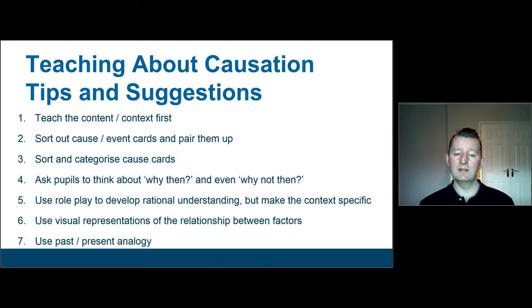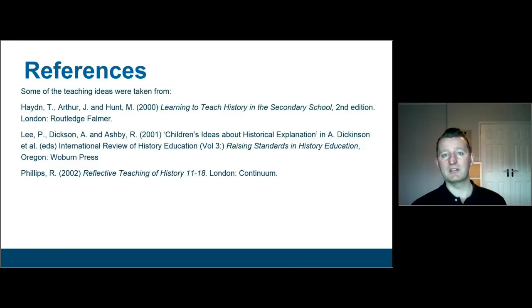We can also use role play to develop rational understanding, but we need to make the context specific. So we can't just role play a king talking about the power of monarchy. We have to relate that to a particular period and to the challenges that were facing the monarchy at that period. We can use visual representations of the relationship between factors to try and really reinforce that notion of the relationship, and we can use past and present analogy. So we can think about something the children understand because it's happening and changing around them today. We can talk about why that change happens, and then we can transfer that to the historical context, although of course we always need to be careful that we don't introduce inaccuracies and anachronisms when we're doing that.